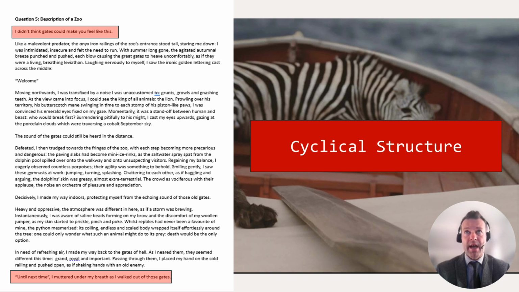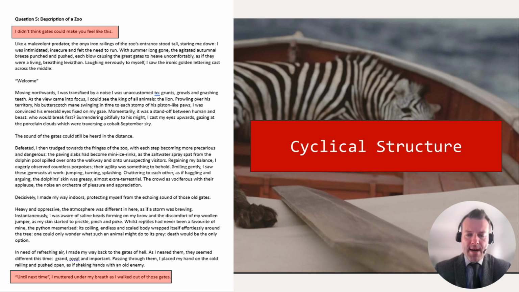So you see that first line where it says, "I didn't think gates could make you feel like this." So the narrator talks about how the gates are quite intimidating, and this particular student personifies those gates. Absolutely fantastic piece of writing. And then at the end, the narrator doing the description says, "Until next time," I muttered under my breath as I walked out of those gates.